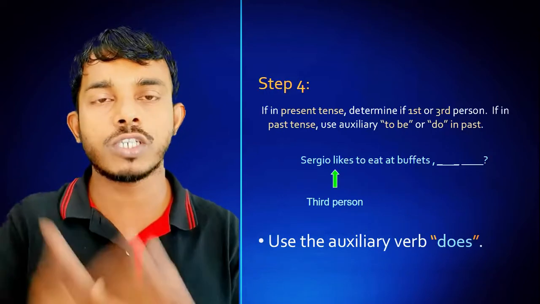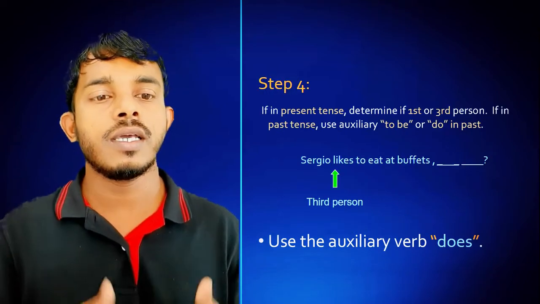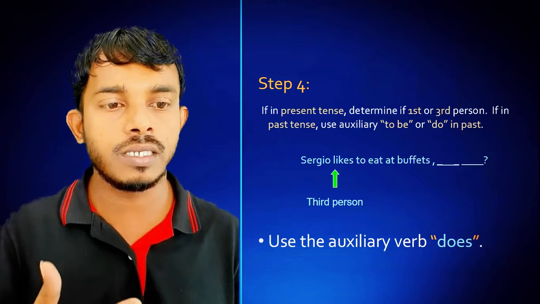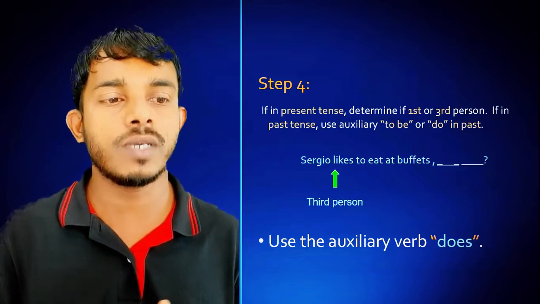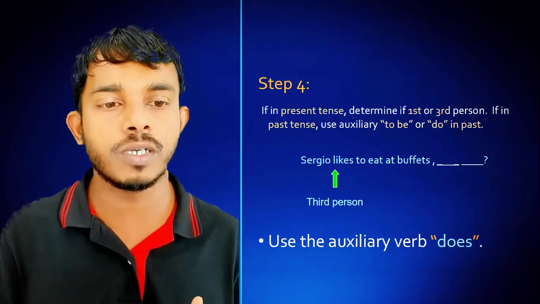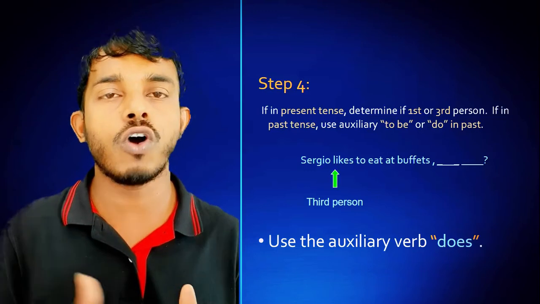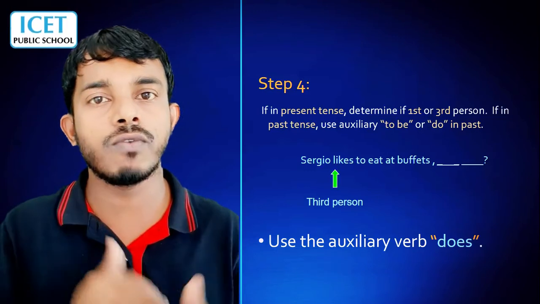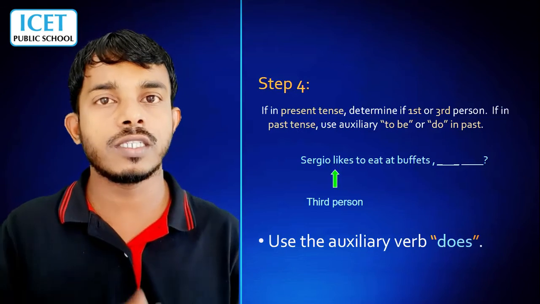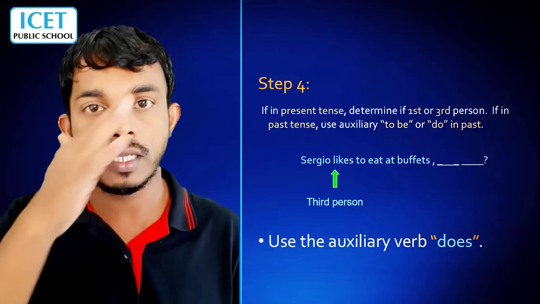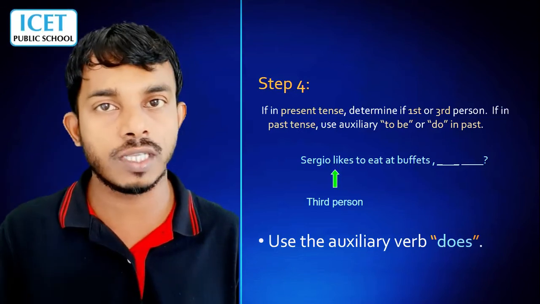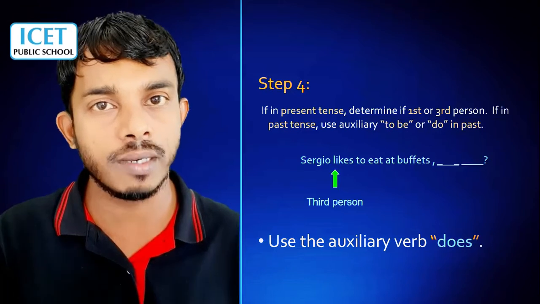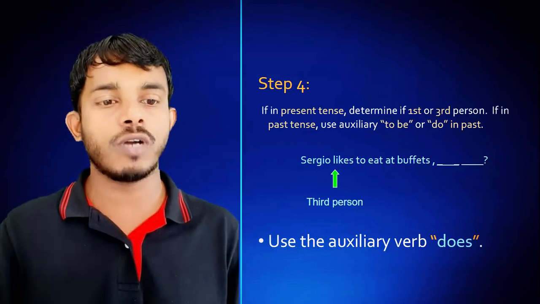Then we are moving on to step 4. If it is in present tense, determine if it is in first person or third person. If it is past tense, use the auxiliary to be or do in past. So next we have to identify the pronoun. That means the subject of the sentence, whether it is I or he or a name of a person. That you have to identify.